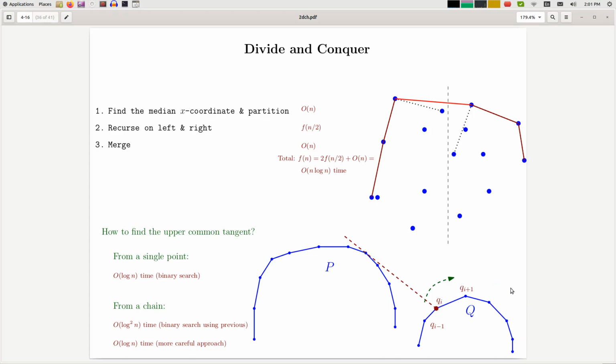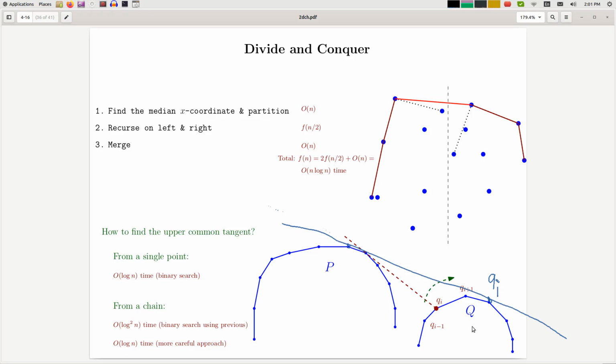And obviously, what is a common tangent? A common tangent is a line where if you pick a point Qi and you draw a tangent to polygon P, both the before and the after vertices of Q are below the common tangent. If you find such a line, then you have found the common tangent between P and Q.